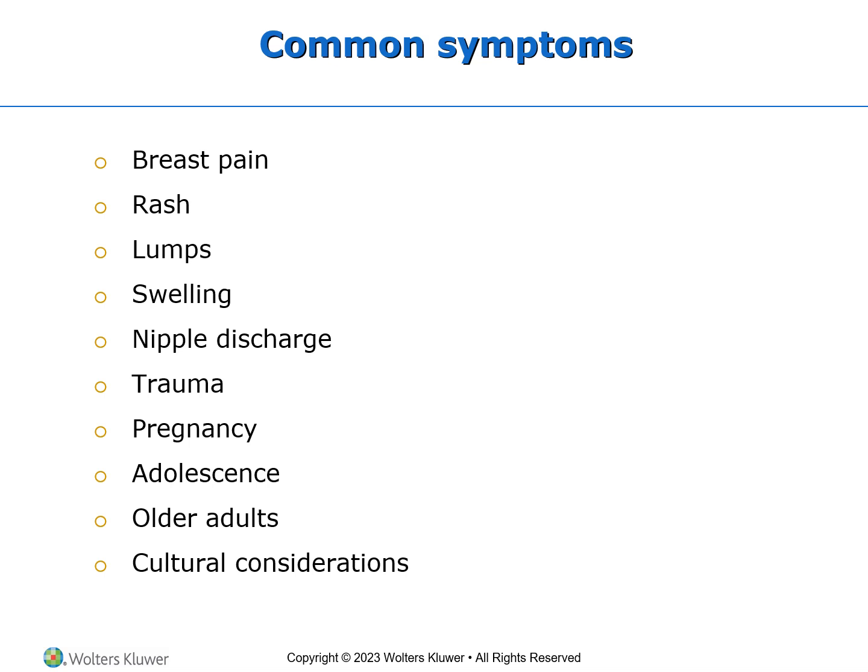Rash, we're assessing the skin for redness, scaling, crusting, or irritation. Rashes may result from dermatitis, fungal infections, allergic reactions, or inflammatory conditions. Lumps, like we talked about, most breast masses are benign, but any new masses should be assessed carefully. Swelling, breast swelling may occur during hormonal changes. Could be an infection, trauma, pregnancy, or malignancy. So we're comparing both breasts for symmetry and changes in contour.